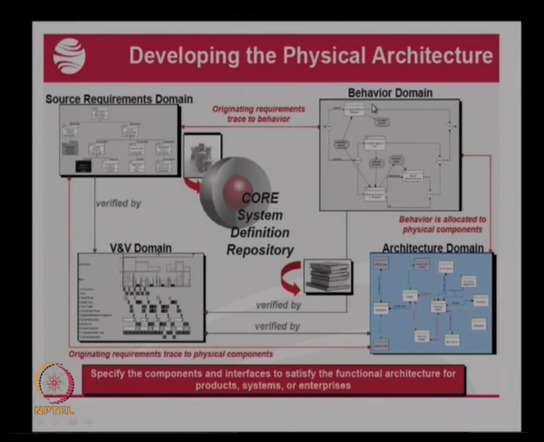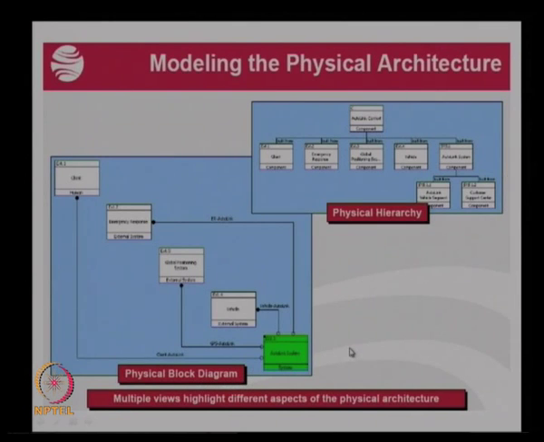Developing the physical architecture. After the behavior domain, once you have identified the functions, you need to go for the architecture domain, that is, converting these functions into blocks or physical components. This again needs to be traced to the functions as well as to the requirements. So you can see that we can develop using the behavior domain, and from the behavior domain you can develop the architecture domain.